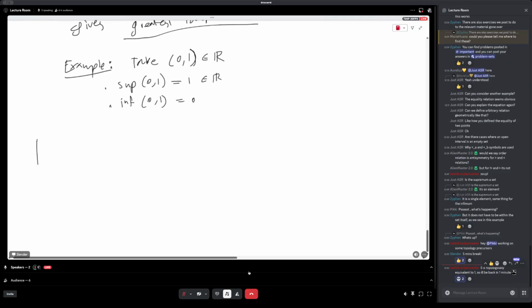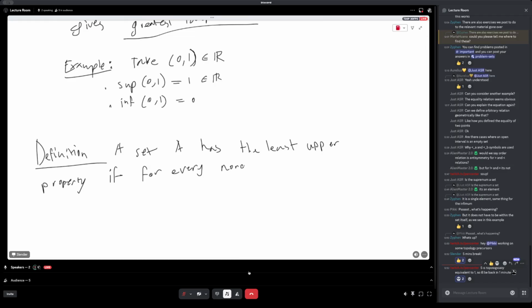So first we need a definition. A set A has the least upper bound property if for every non-empty subset, say A0 of A, that is bounded above, has a least upper bound.